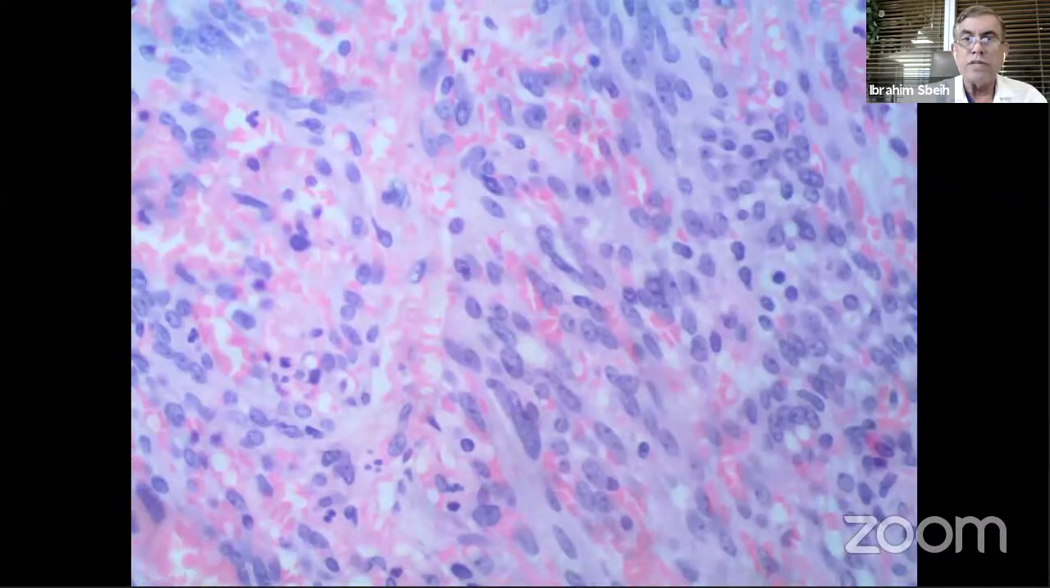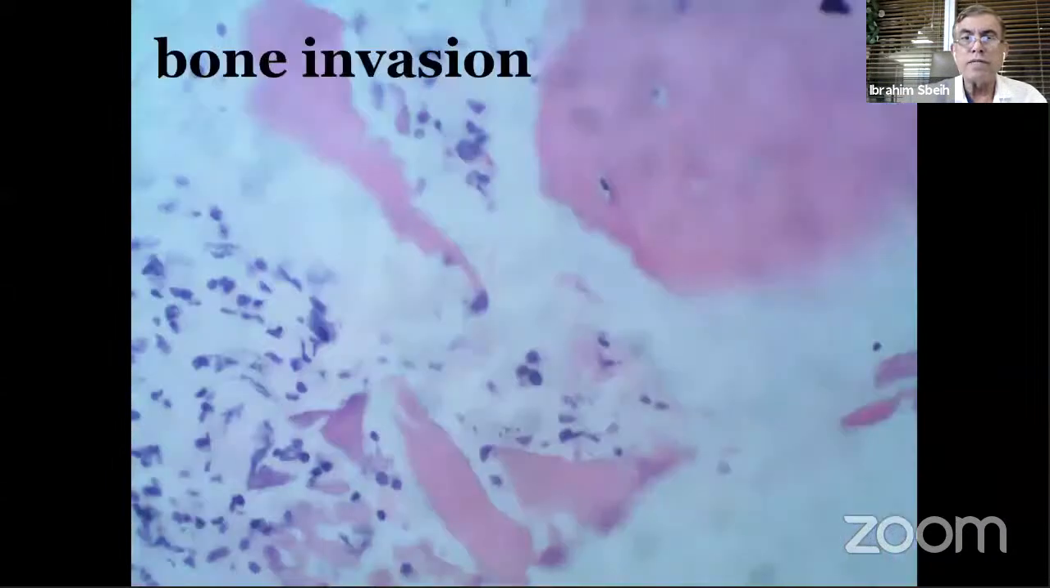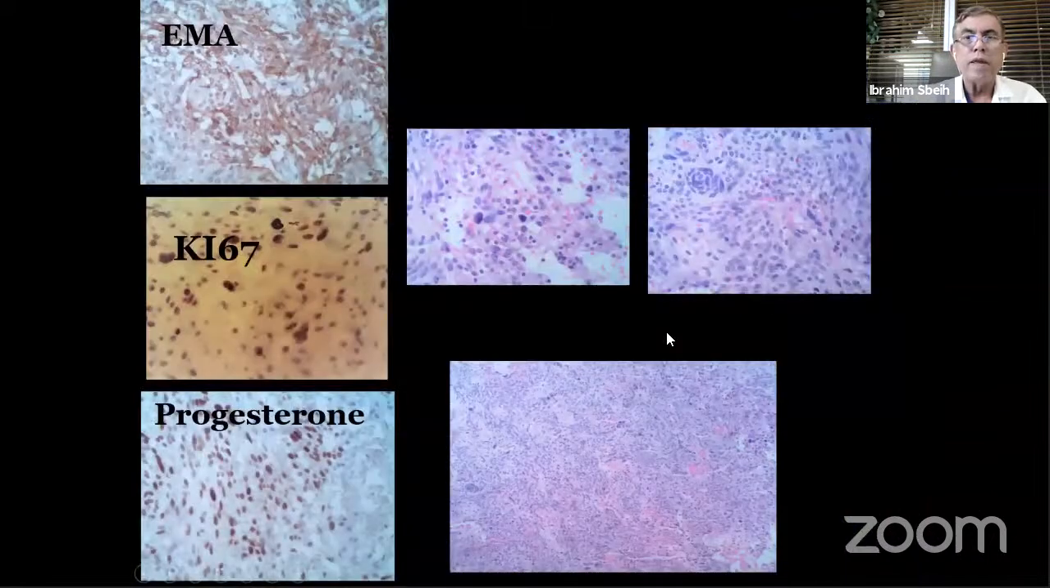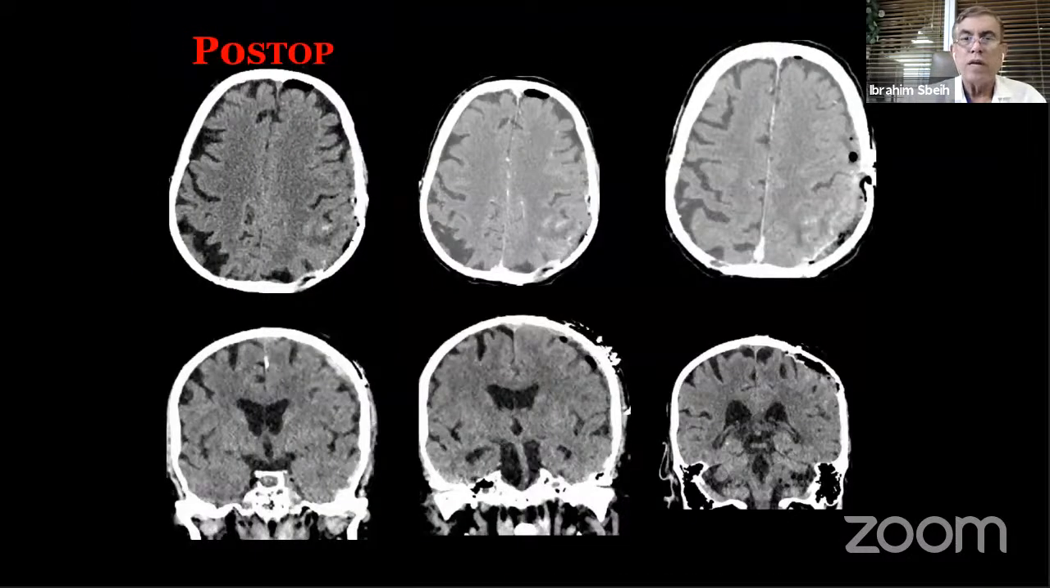You can see the hemorrhage between the meningioma cells. You could see the bone invasion, which we have seen in the bone flap. You can see the wide vascular spaces within the tumor. And, as I said, the immunostaining that goes with it as a routine. And this is his post-op.